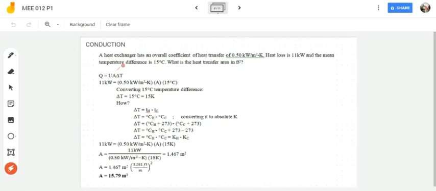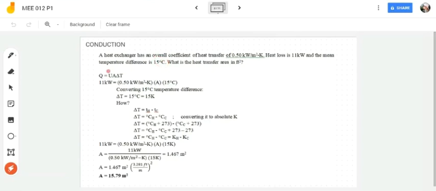For this equation, from our formula a while ago, we have Q equals U A delta T, where Q is equal to 11 kilowatt, that is the heat loss or the heat transferred. Your overall coefficient of heat transfer is equal to 0.5 kilowatt per meter squared Kelvin. And your A is unknown, and your delta T is equal to 15 degrees Celsius.